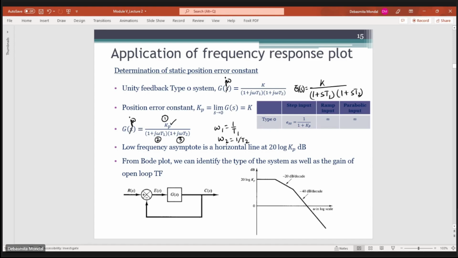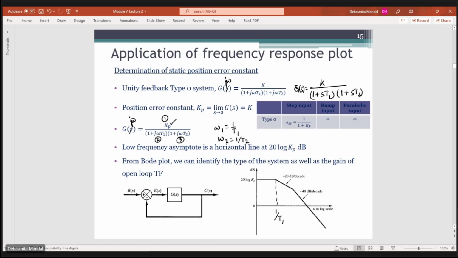Okay, so for this Kp, at zero frequency we'll have a horizontal line of magnitude 20 log Kp. Then we first encounter the pole at 1 by T1. So this is the first corner frequency, 1 by T1. At this corner frequency we have a pole, so we will have a change in slope, a straight line asymptote with a slope of minus 20 dB per decade.